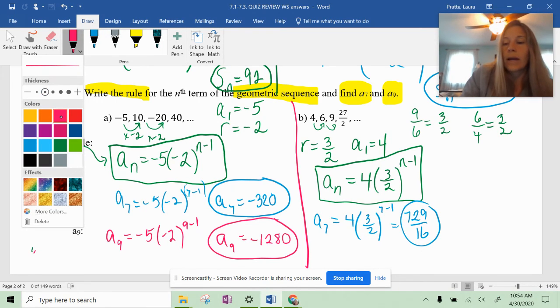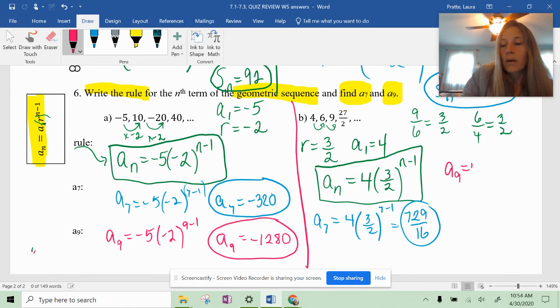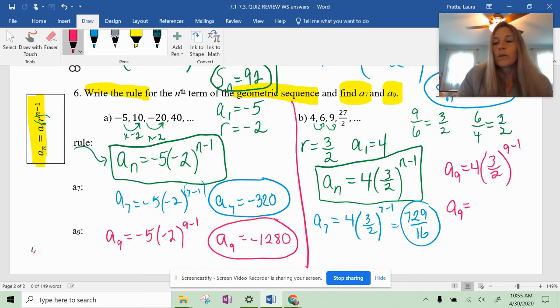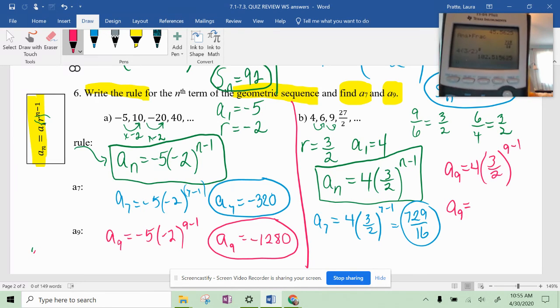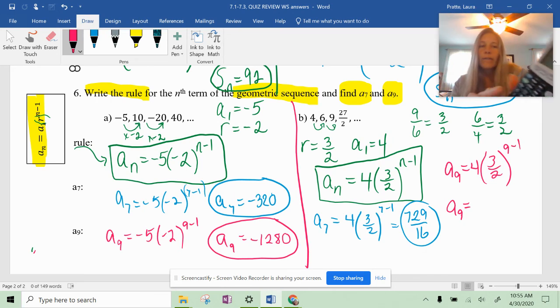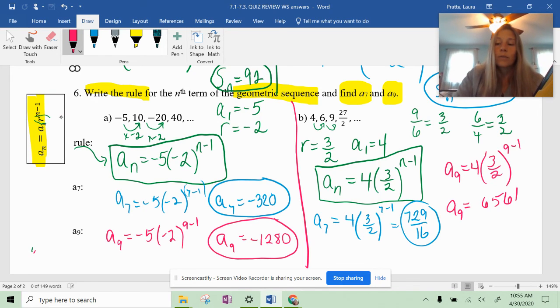And then for a sub 9, I'm going to do 4 times 3 over 2 to the 9 minus 1. So again, on my calculator, 4 times parenthesis 3 divided by 2 parenthesis raised to, I know 9 minus 1 is 8. So I'm just going to type it in that way. And then my answer is 102.5, but I want a fraction, so math, fraction, enter, and I get 6561 over 64.